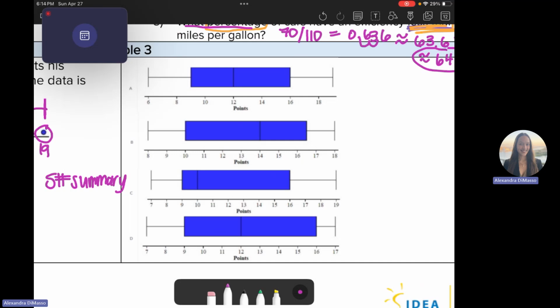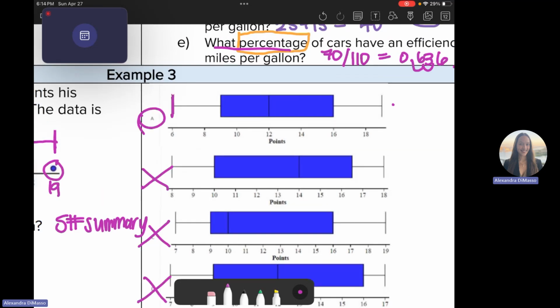So this one looks like it's okay. Letter A is fine. Letter B is not. Letter C is not. Oh my gosh, look at that. Letter D doesn't work either. I only have one choice, which is letter A. This one right here. So this line is my minimum. This line over here is my maximum.